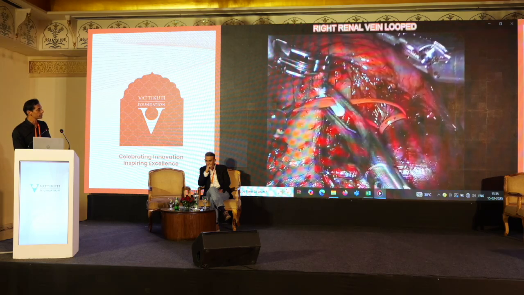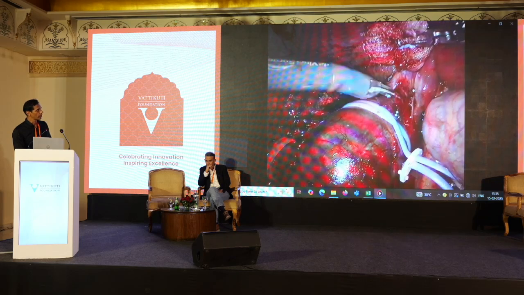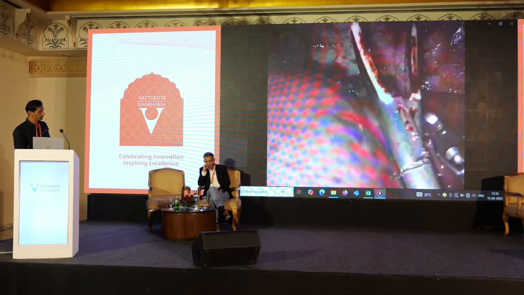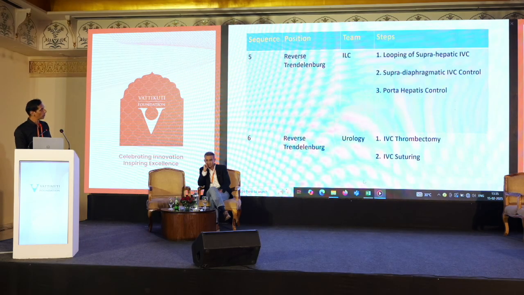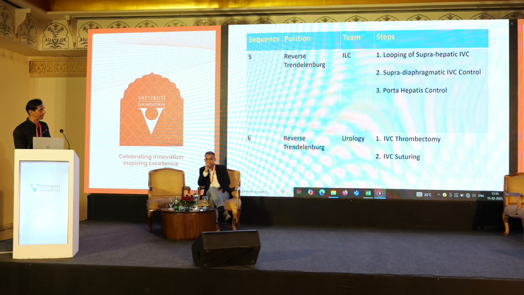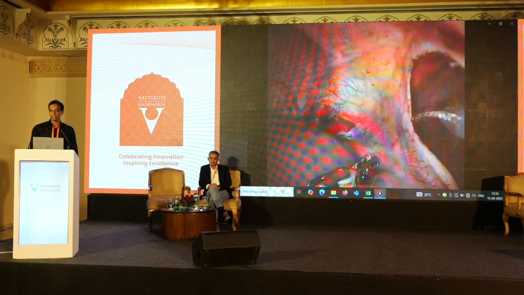This is the renal artery dissection, looping of the renal vein on the right side, and dissection of the right lobe of liver. This is clipping and cutting of the short hepatic veins for better exposure of the infrahepatic IVC. Then we change the position again. This is the third position change, reverse Trendelenburg, with the integrated liver team looping the suprahepatic IVC, supradiaphragmatic IVC if required, and porta hepatis control, whereas the urology team does the IVC thrombectomy and IVC suturing part. Then this is the port placement and the position.